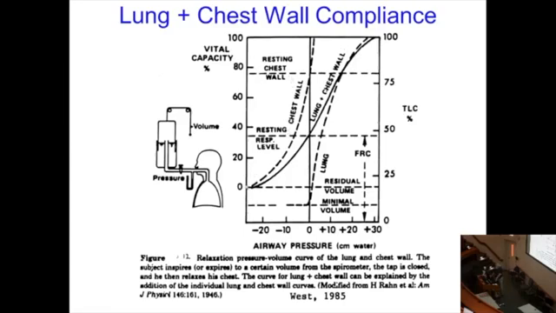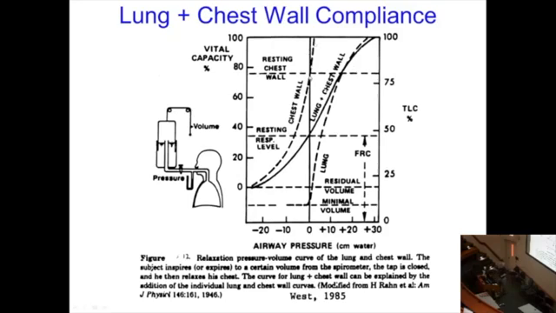Now the chest wall has its own elastic properties, and left to its own devices, it would be perfectly happy at about 80% of vital capacity. And so if you inflate your lungs completely up to total lung capacity, the chest wall will be pulling inward a little bit, the lungs will be pulling inward a lot, and so it's going to take a lot of muscular effort to maintain this high volume.